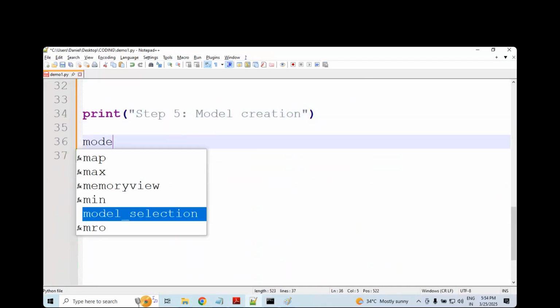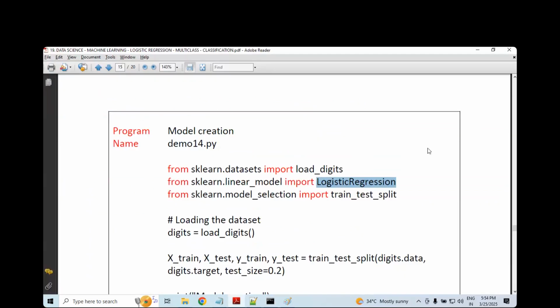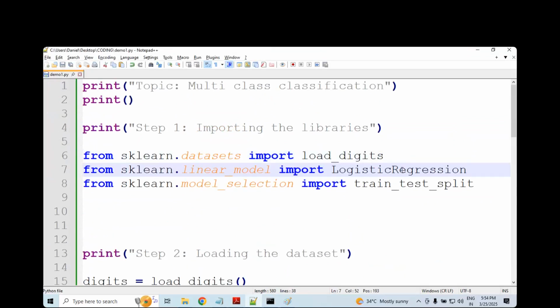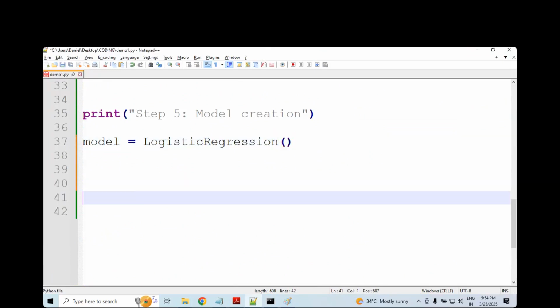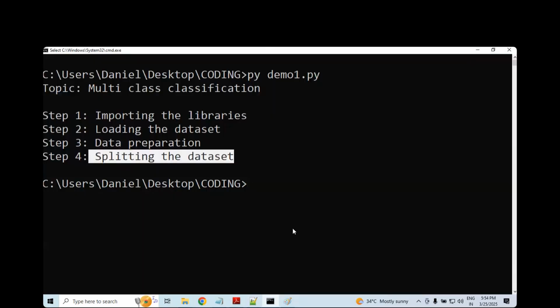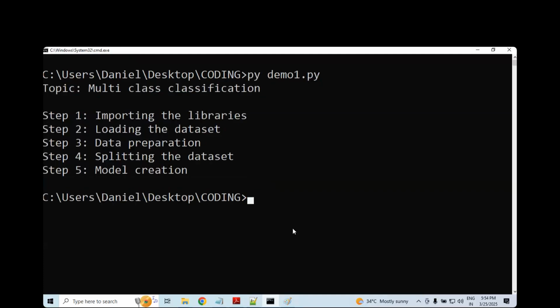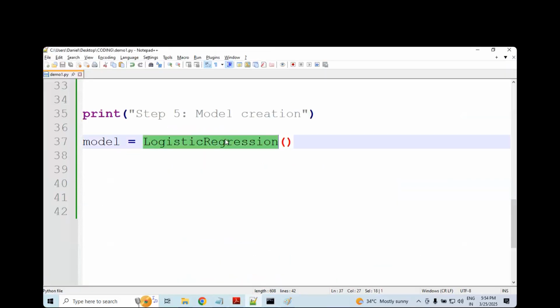But there is one small twist here. Make a note on this. First of all, let us import. The model is ready. Good. Now the model will be logistic regression. What is the model? Logistic regression. It is a kind of classification.